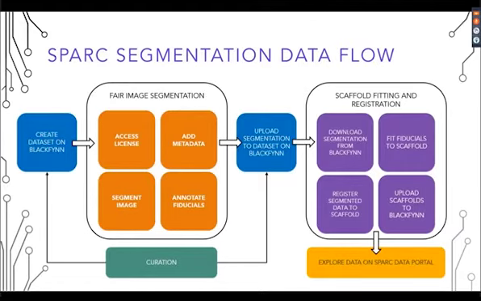Following this, you will upload your image and segmentation files to the appropriate dataset on Blackfin. Spark Mapcore's scaffold team can download your segmentation, fit fiducial information to the scaffold, and register the segmented data to the scaffolds. Lastly, the scaffold and segmentation can be displayed on the Spark data portal once your dataset is published, allowing anyone to explore your data. Additionally, the data is made available to SimCore to generate data simulations, which can further expand the utility of the experimental data.